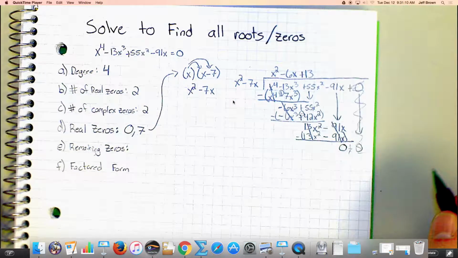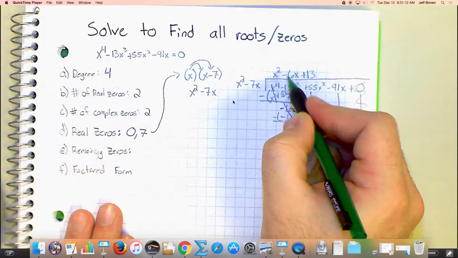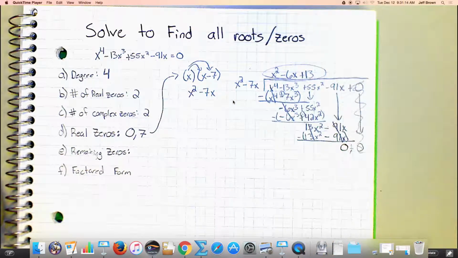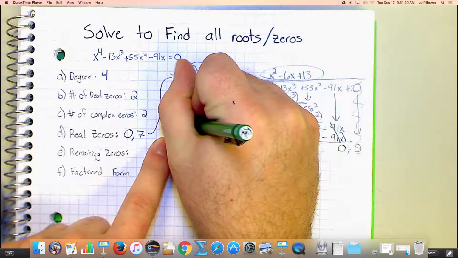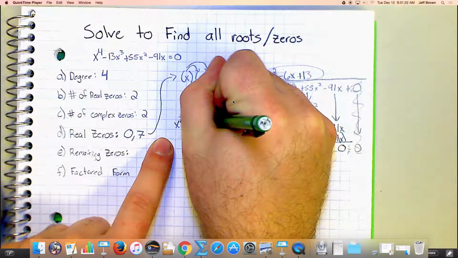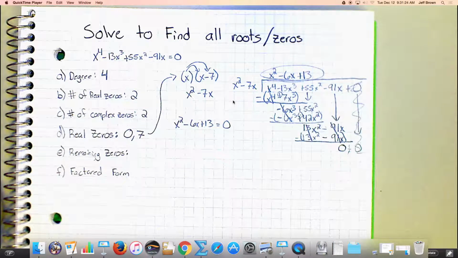Okay. However, I'm not done on this problem, because all I found now is I have this quotient at the top. I have x squared minus 6x plus 13 that I need to still solve. So I'm going to throw that in the middle here. x squared minus 6x plus 13 is equal to 0, and I need to solve that.